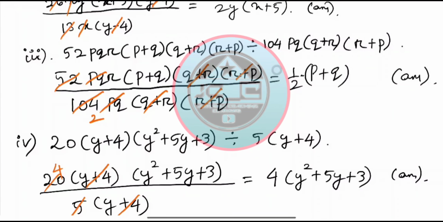A slight correction I want to make here: in question number 4, part third, I mistakenly wrote it as 1 by 2 (p plus q). I mistakenly missed r, so the answer should be 1 by 2 r into (p plus q). This would be the final answer, right? Okay. Now we shall be moving towards solving question number 5. Let's move there.